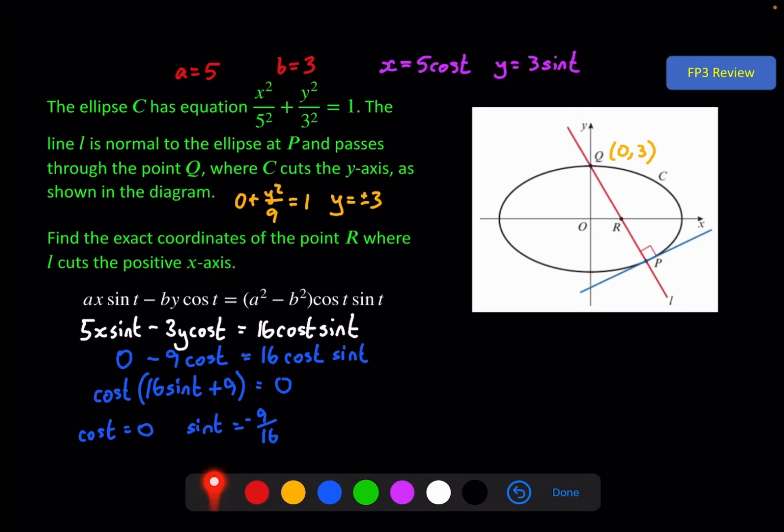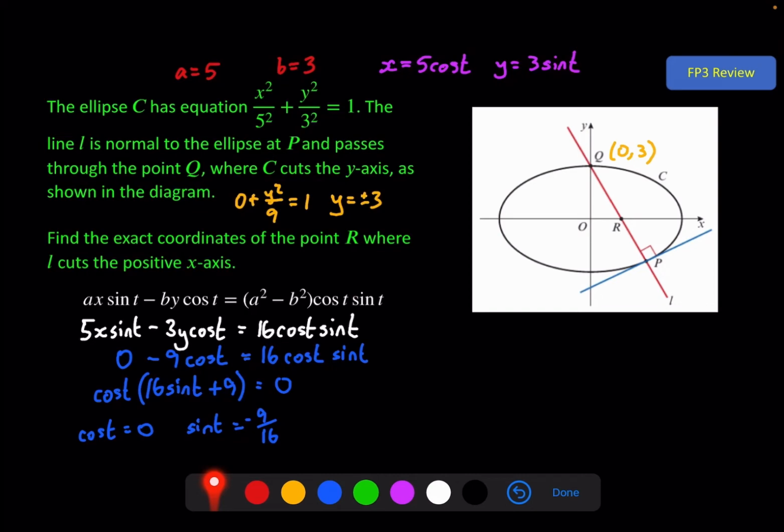Now you've got a few different answers here. We could go on to find the value of t. That would give us 4 different answers. But we don't actually need the value of t. We need the value of sine t and cosine t. And because we can relate sine and cosine together, once we've found one of them, we can find the other.